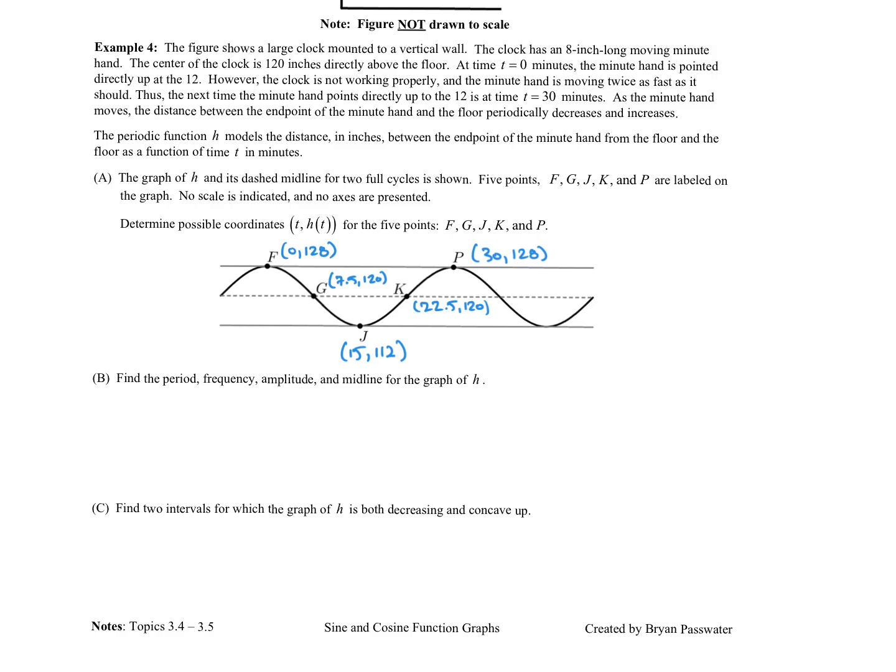Find the period, frequency, amplitude, and midline for the graph of each. All right. So let's do its period first. So what was its period? 30. All right. We already talked about that. So we got 30 there. And so if it's 30 there, what would be its frequency? 1 over 30. I'm going to do midline next because it makes more sense to me.